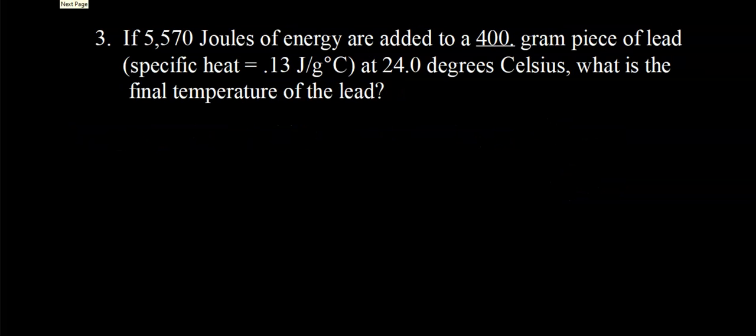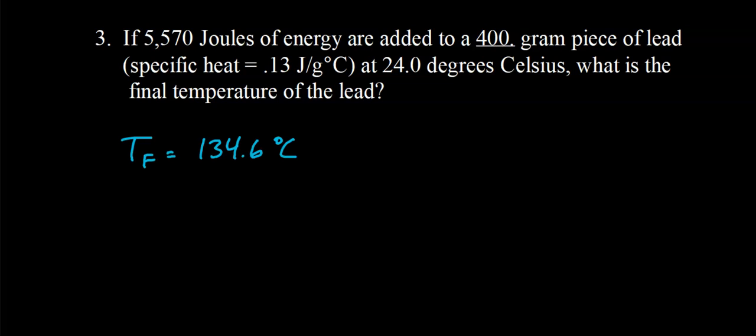All right, let's go ahead and try this one at 5,570. Make sure that number's right because I have a different number in my notes. 5,570 joules of energy are added to a 400 gram piece of lead that has a specific heat of 0.13 joules per gram degree Celsius at 24 degrees Celsius. What is the final temperature of the lead? Now, there's a couple different ways you can do this. I'll let you do it. Go ahead and pause and do it now, please.